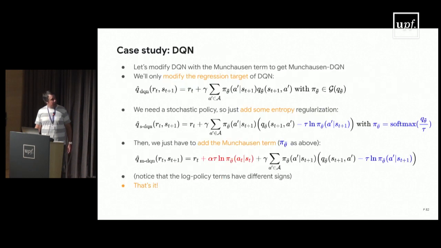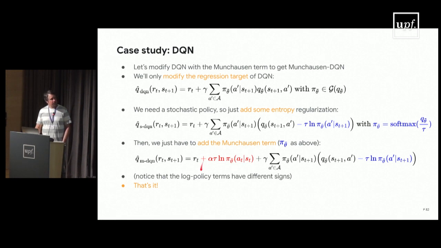And so you can modify the algorithm as follows. This is the DQN loss as before. I add some entropy regularization as before, the blue term. I add the Münchhausen term, the red term. And that's it. It's just a tiny change of the loss function in the end.